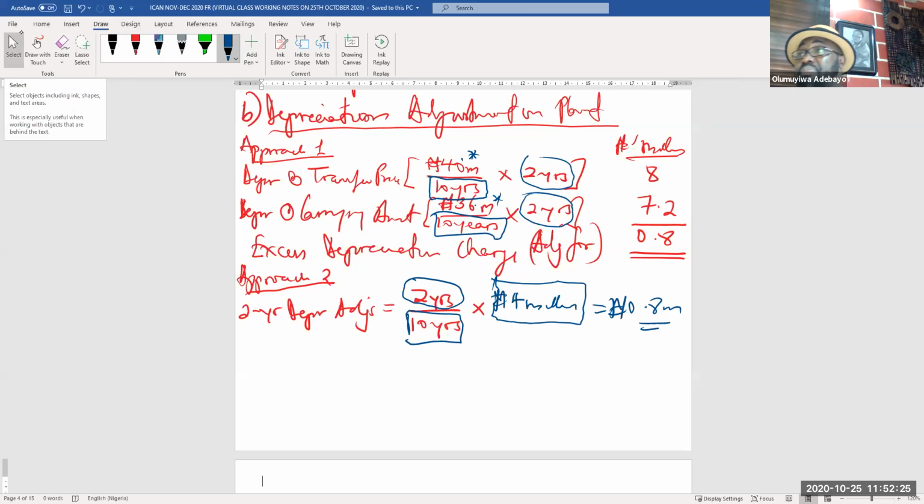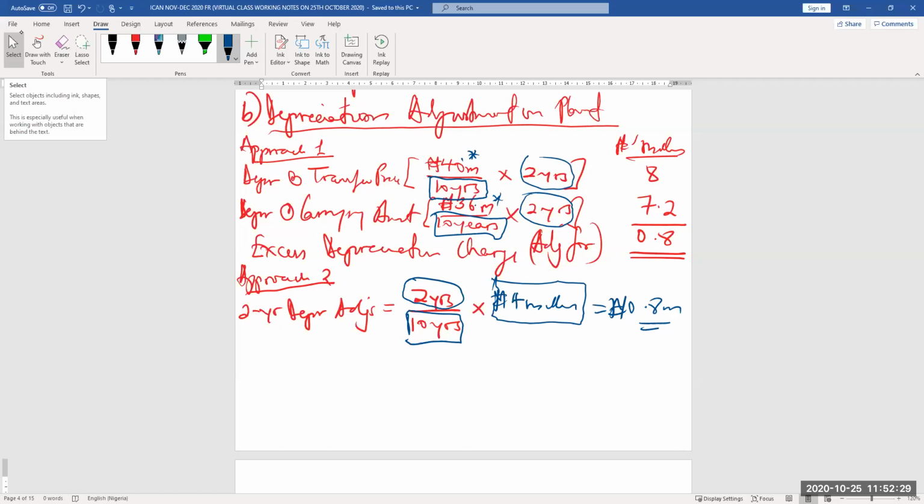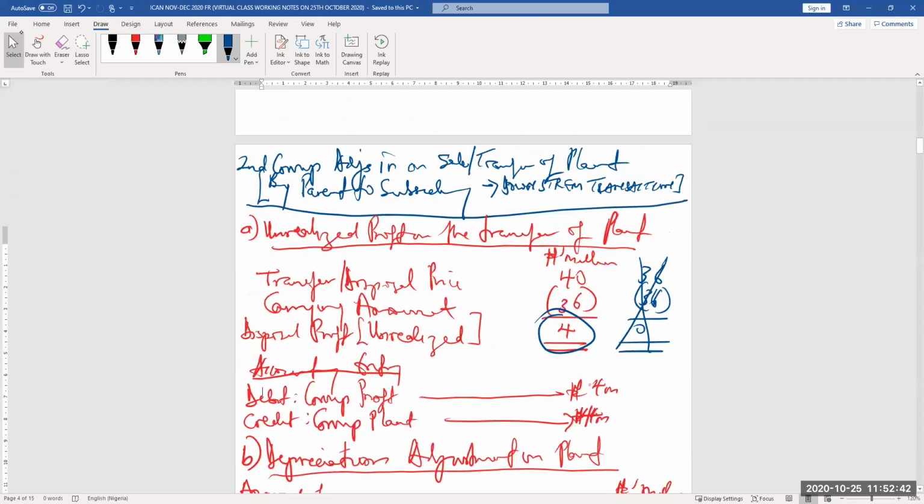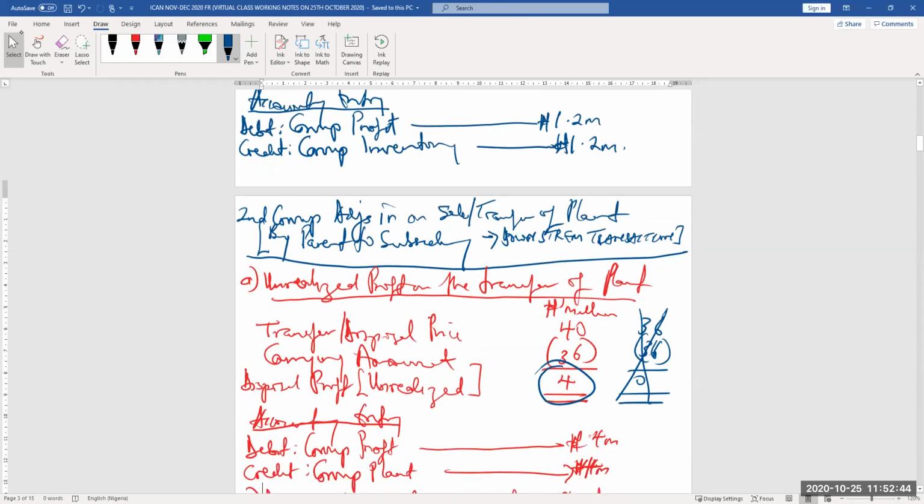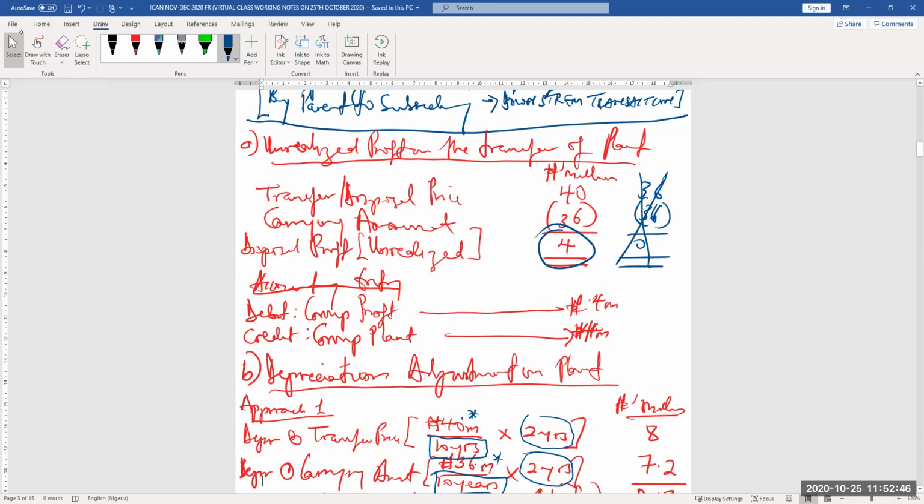You can go on. Yes, sir. Well done, sir. I'm clear with this depreciation adjustment, but I'm a bit confused about the accounting entry, the credit side. Like you said, debit, that we should debit group profit, like removing the profit from the group because it was overstated. Can you explain the credit, like the credit part of it?